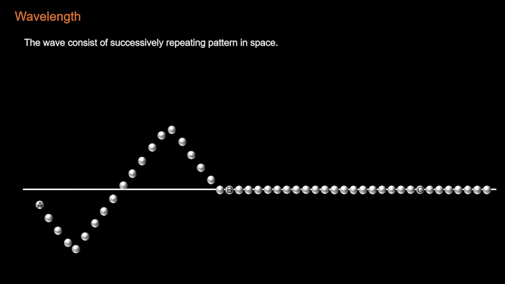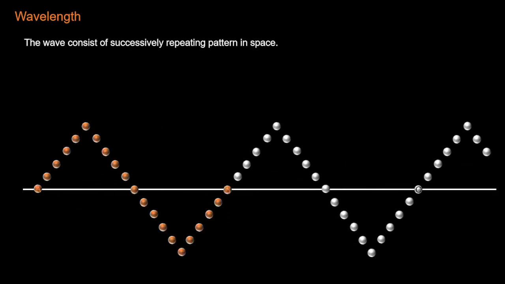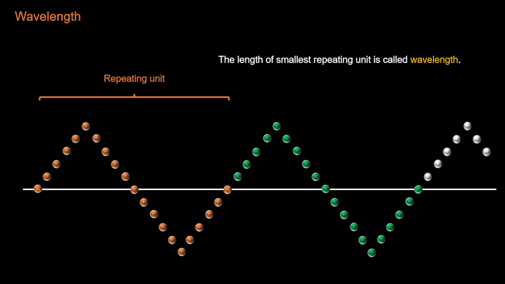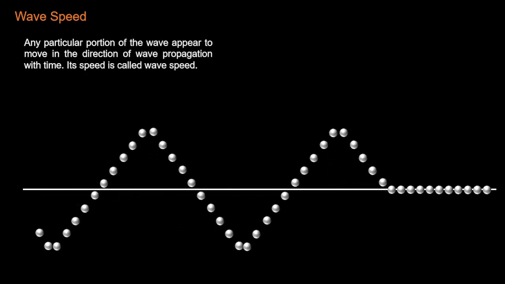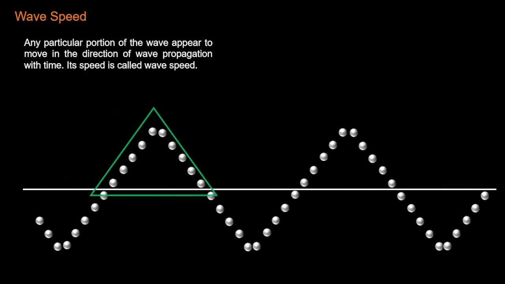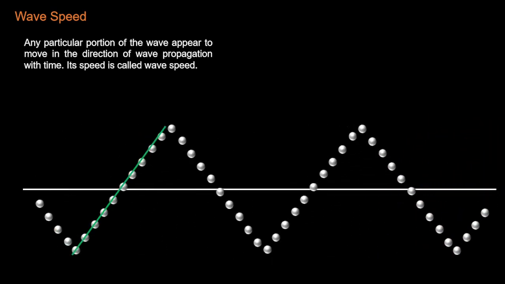The wave consists of a successively repeating pattern in space. The length of the smallest repeating unit is called wavelength. Any particular portion of the wave appears to move in the direction of wave propagation with time. Its speed is called wave speed.